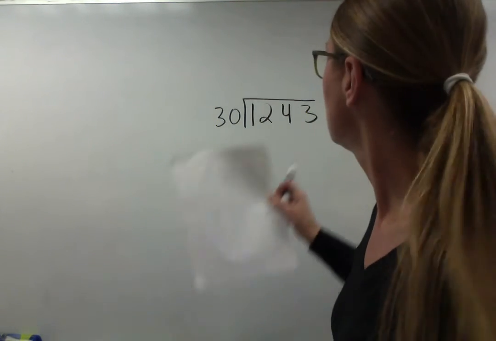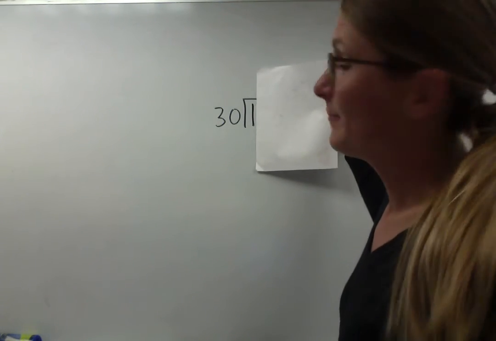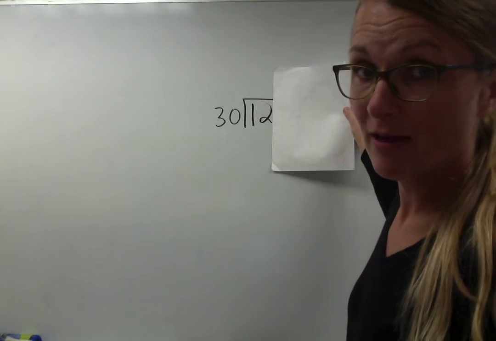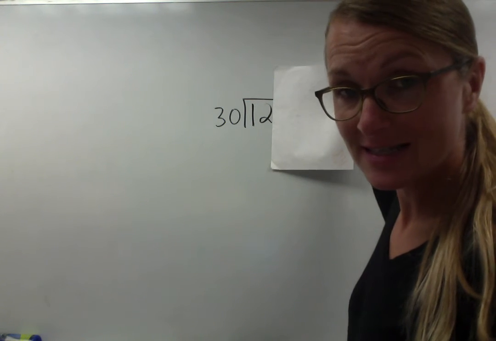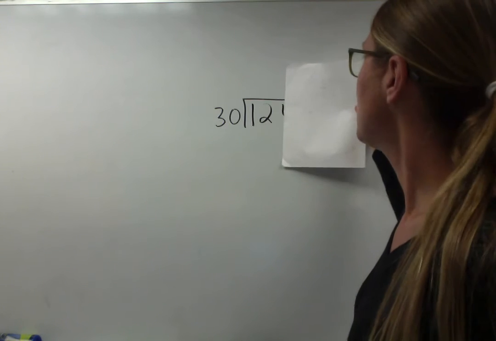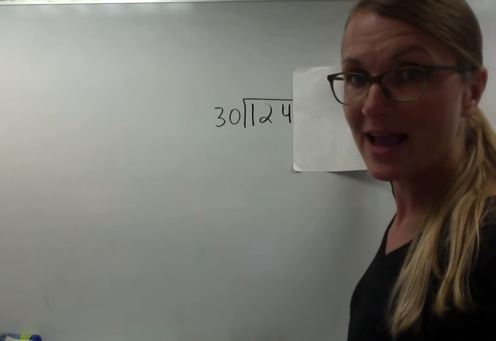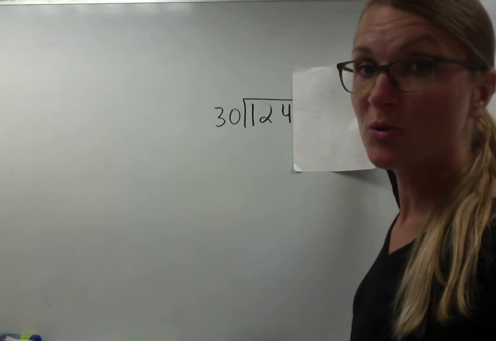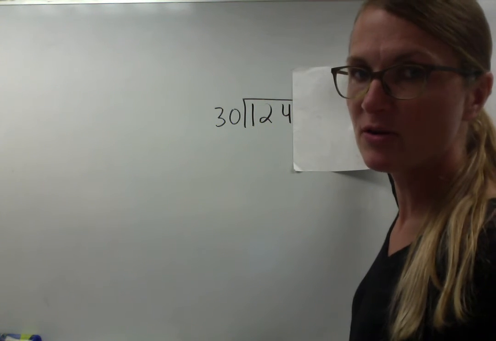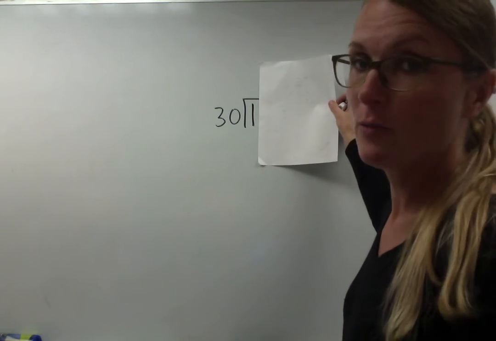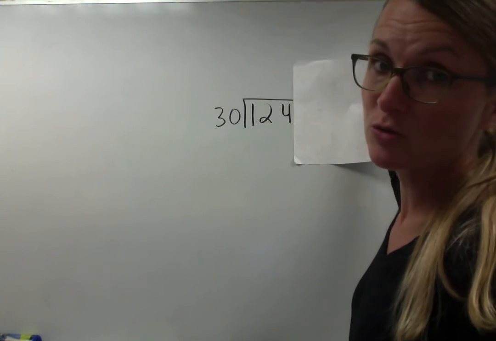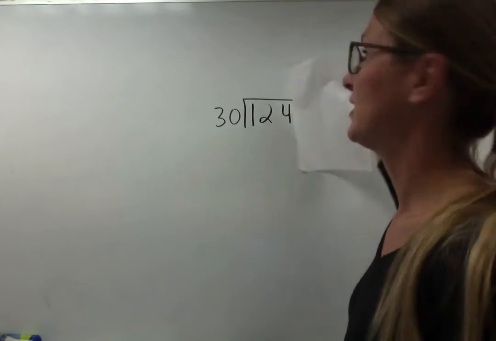Okay, so 30 cannot go into 1. 30 cannot go into 12. So what happens when I can't put it into the second number? Just move over one more number. I keep going until I can actually do it. So I'm going to have to go all the way up to 124 before I can make groups of 30. I can't make groups of 30 out of 1. I can't make groups of 30 out of 12. But if I have 124 or something, I can make groups of 30.